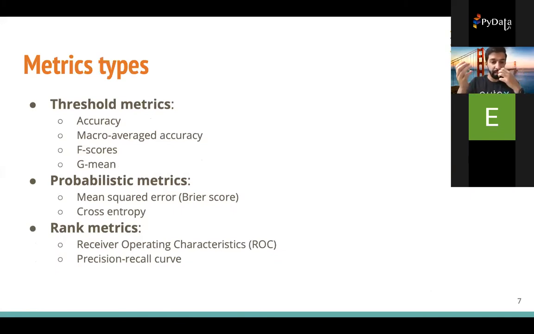Metrics generally are divided into 3 types. There are threshold metrics. These are metrics that put a threshold on the probability and then classify. For example, there's accuracy, there's macro average accuracy, F1 score, and the geometric mean.